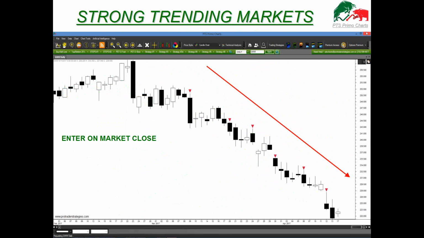You could enter the market on close. Once again, you could enter on the opening of the next bar or one tick below. Any way you decide, it's your choice. You're in charge of your own trading.